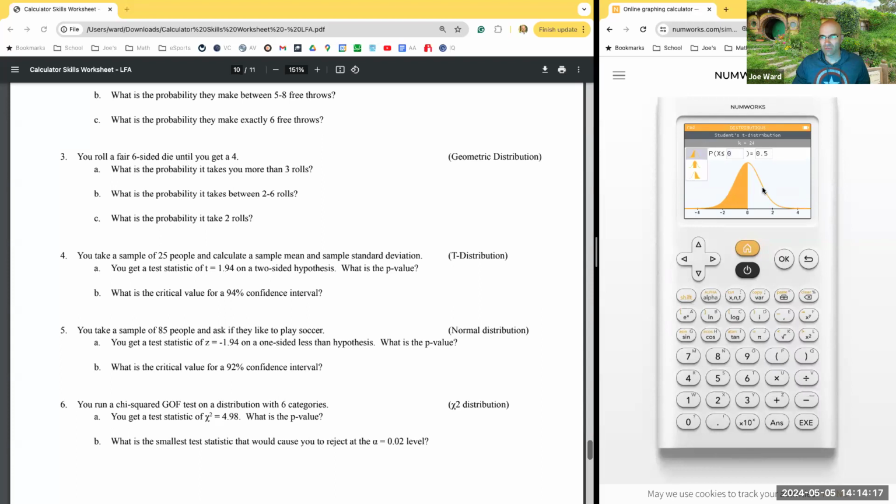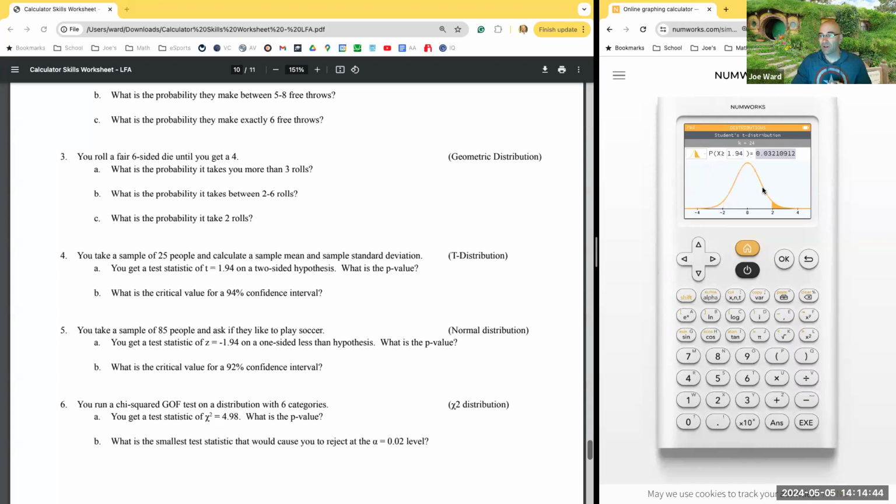What's the p-value? Okay, so I could do negative 1.94 to 1.94. And you can see that the area in the middle is 0.93578. So the p-value is the area in the ends. So you could subtract this from 1. Or if you prefer, you could go to greater than and put in 1.94. And you could double this, okay?